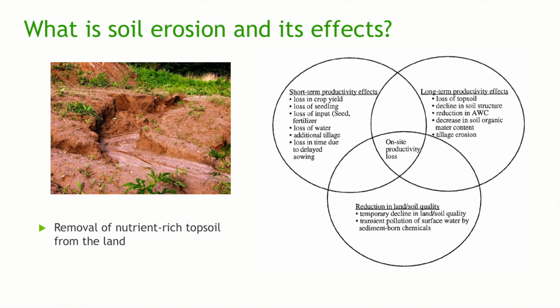It causes gullies that interfere with normal tillage operations in agriculture, it pollutes local waterways, and rates of soil erosion have increased significantly, primarily due to anthropogenic factors.